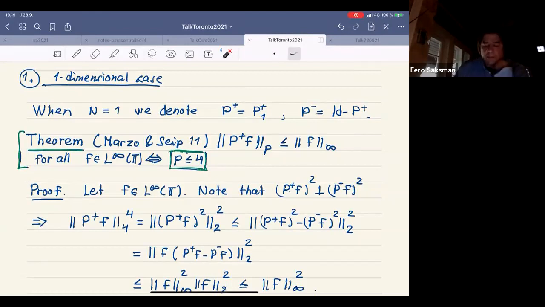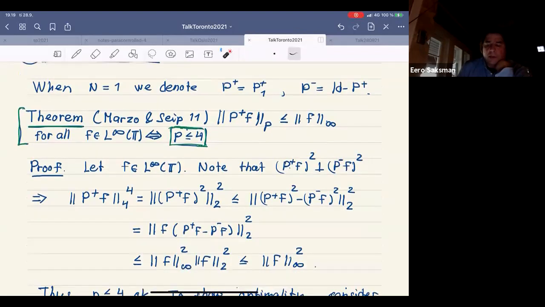So take any element f in L infinity, and then notice that the square of the Riesz projection P plus f squared contains only non-negative powers of z, and P minus f squared contains only negative powers of z.